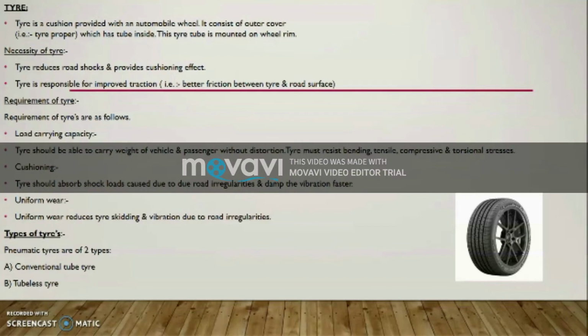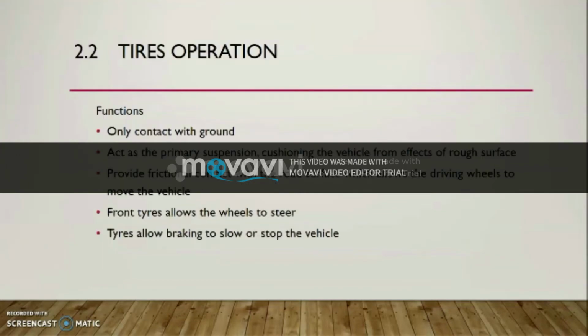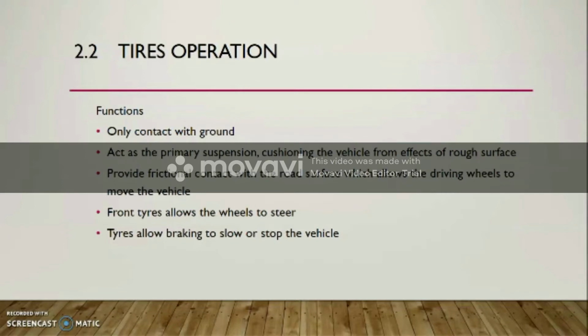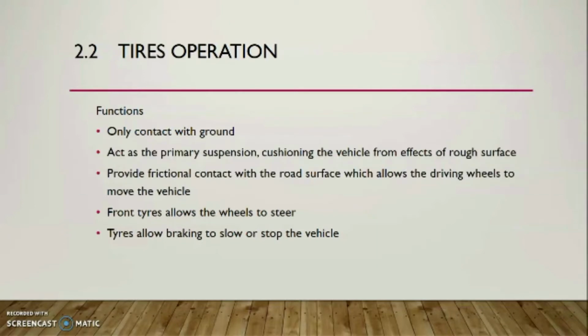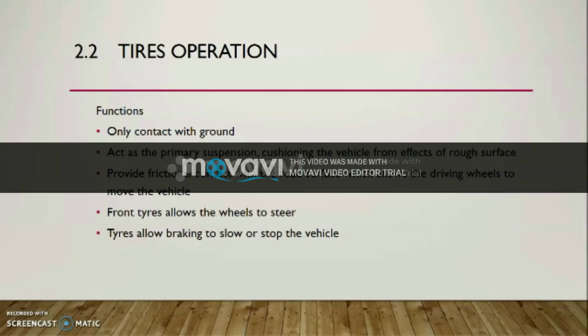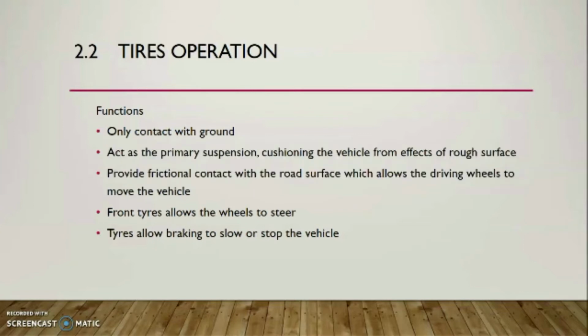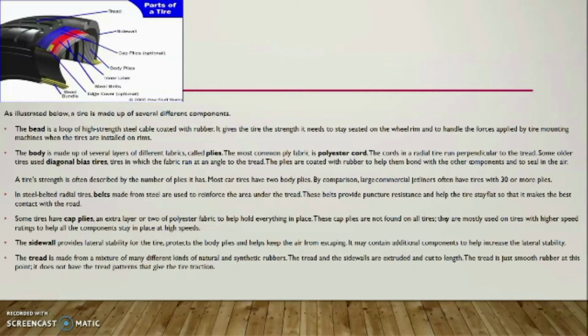So we have two types of tire. First is the conventional tube tire, then the tubeless tire. Tire operation. First, the function of the tire is to make contact with the ground. Then it acts as the primary suspension, cushioning the vehicle from the effect of rough surfaces. It provides frictional contact with the road surface, which allows the driving wheels to move the vehicle. The front tire allows the wheel to steer. The tire allows braking to slow or stop the vehicle.